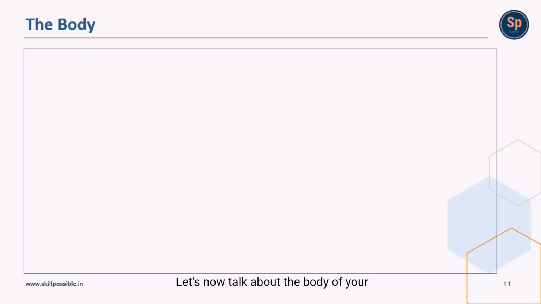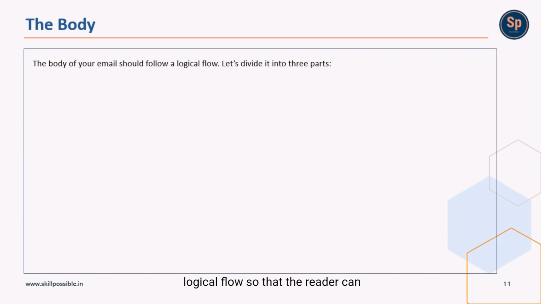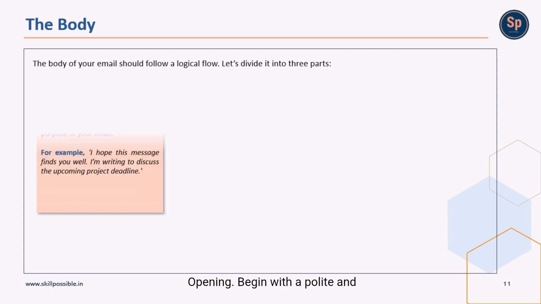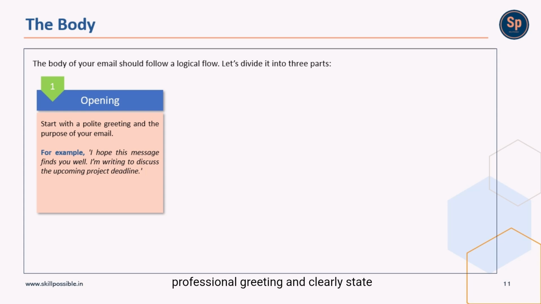Let's now talk about the body of your email, the main content where you actually deliver your message. A well-written email body should follow a logical flow so that the reader can understand your message easily and respond appropriately. We can break it down into 3 simple parts. 1. Opening. Begin with a polite and professional greeting and clearly state the purpose of your email. For example, "I hope this message finds you well. I'm writing to discuss the upcoming project deadline." This sets the context and prepares the reader for what's coming next.